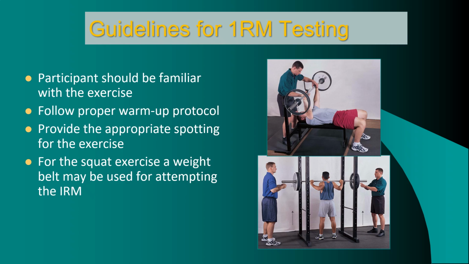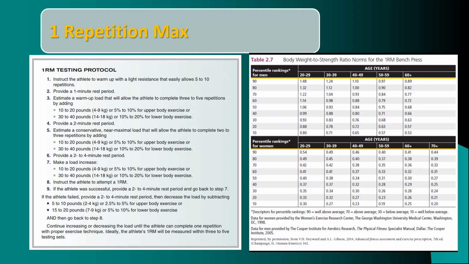But then they also have to warm up in the actual exercise. So part of the test is actually doing a light weight of the bar, of the bench press, before actually attempting to do the one arm. Same for if you're doing the squat exercise, and once they try the one RM, they may also use an exercise belt for attempting the one.